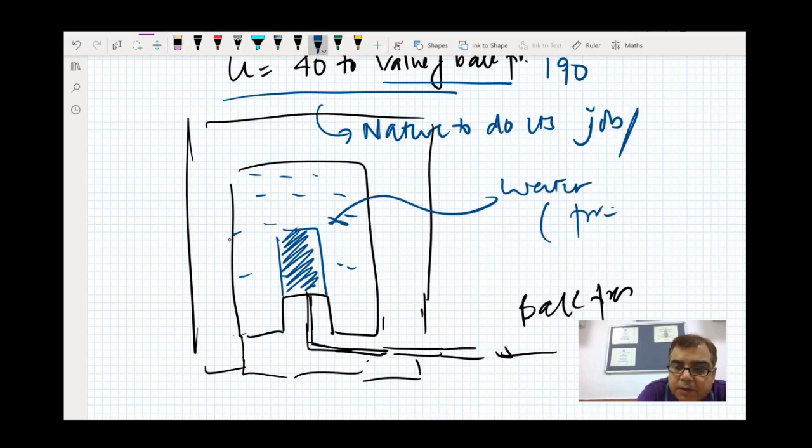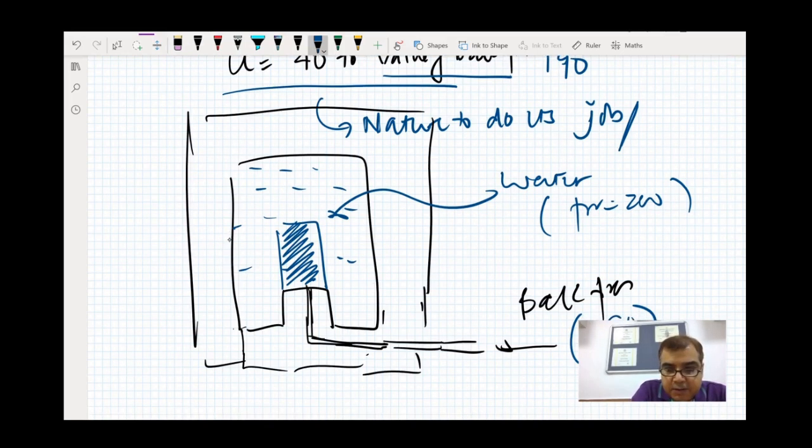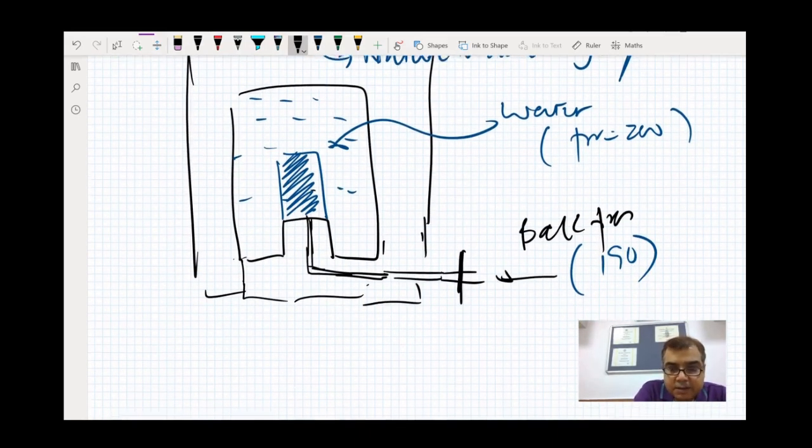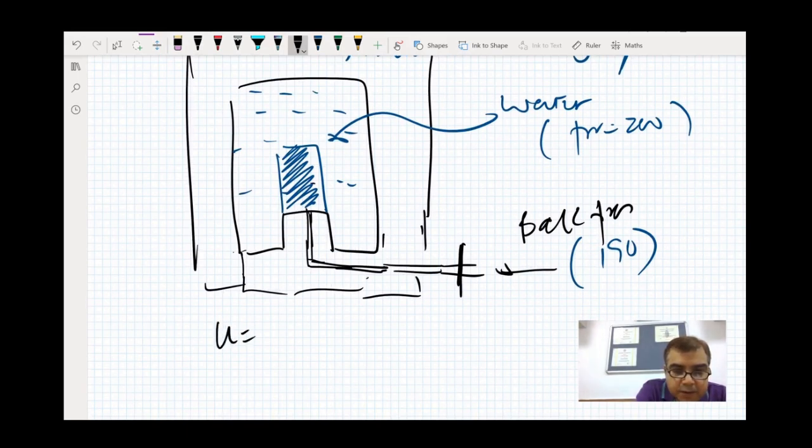Under pressure, that's 200 kPa, and back pressure was 190 kPa. Now once you have allowed nature to do its job, you will close this valve. Let's close this valve. So 190 is locked inside. Okay, so u equals 190 is locked. My outside cell pressure is 200, which I have applied.